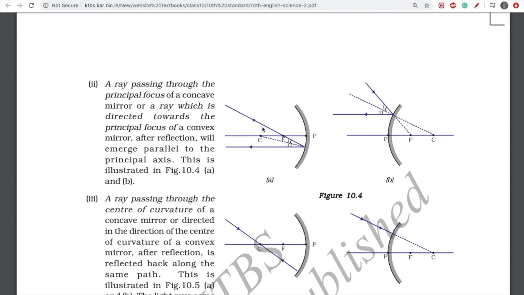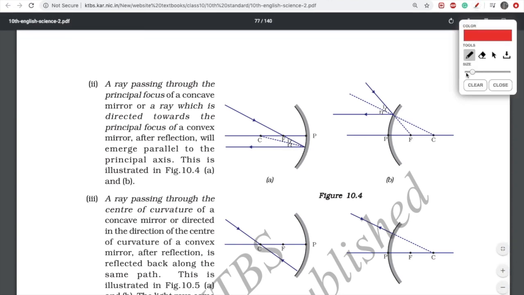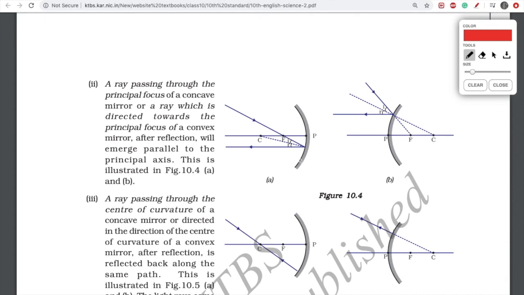Okay, see, if a ray is traveling through the focus and it touches, again we can draw a line which just touches the circle at that part. It's a little difficult. Okay, and then see, normal we will draw, and this is the angle of incidence. It has to come like this, so it will become parallel to the principal axis for concave mirror.